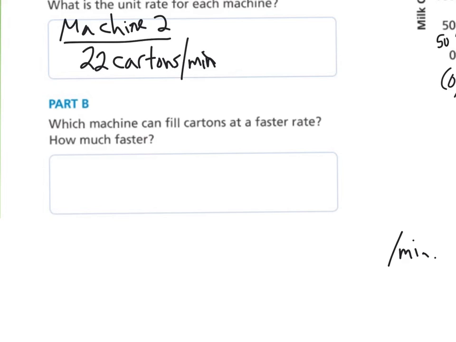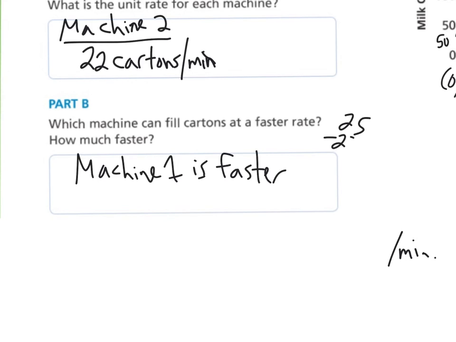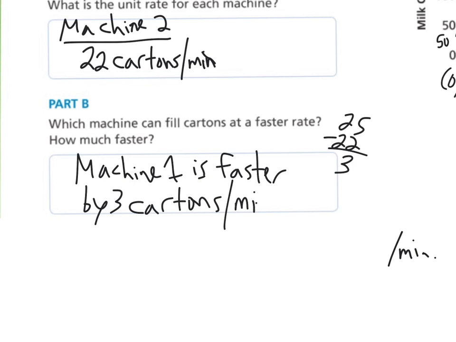So we can see that machine 1 is faster. And it says how much faster, so a simple calculation, but we can write it out just to show what we're doing. 25 minus 22 is 3. So we could say machine 1 is faster by 3 cartons per minute. So this gives you an idea of how to compare proportional relationships.